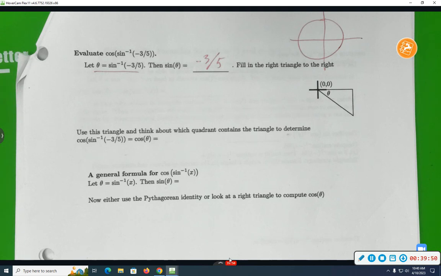Quadrant 1, yes. Quadrant 1, definitely no. Quadrant 1, maybe. So those of you who said definitely no, why definitely no? Yeah, the sign is negative. In quadrant 1, sign is positive.